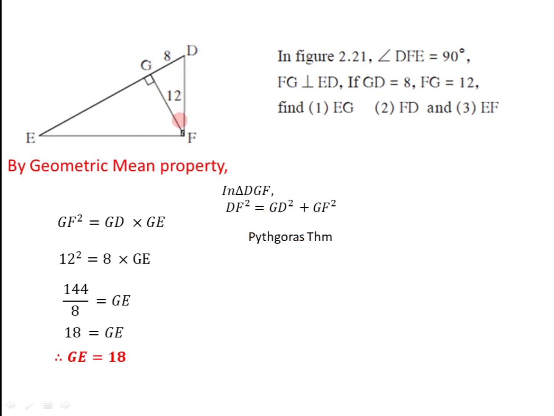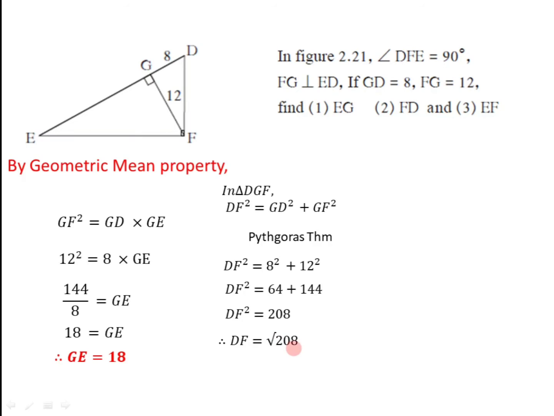Now we have to find DF. So we'll replace GD by 8, which is given, 8 square, plus GF, which is also given as 12, that's 12 square. So DF square is equal to 8 square, which is 64, plus 12 square, which is 144. 64 plus 144, that's 208. Now we have to find the length of DF, so we should take a square root on both the sides. So DF is equal to under root 208.